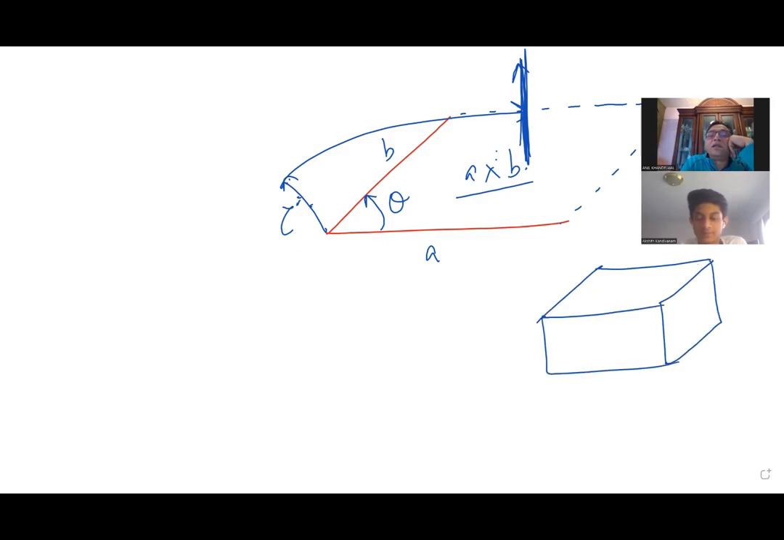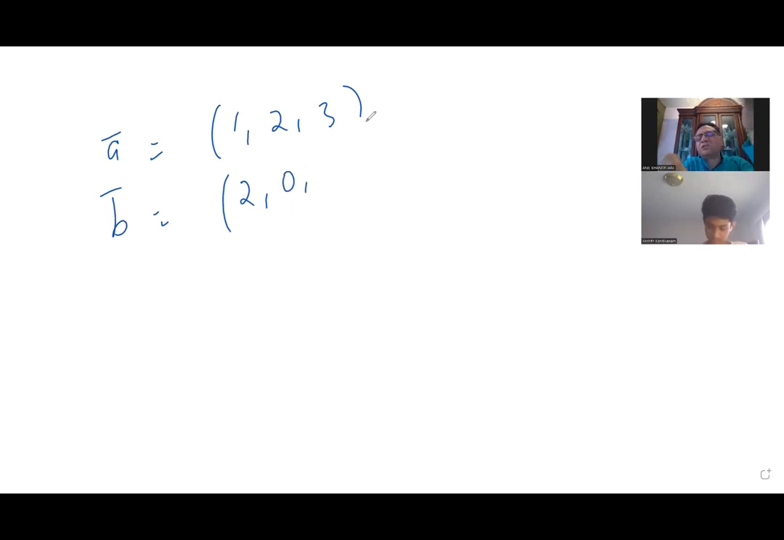Now, let's get back to it. Let's say I need two vectors. Let's say vector A is 1, 2, 3, and vector B is, let us say, 2, 0. I'm purposely putting 0 for easy calculation. Now, if I have to find the area between these two vectors, how will I find the area? Tell me.